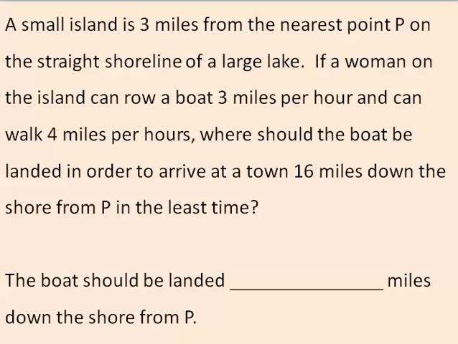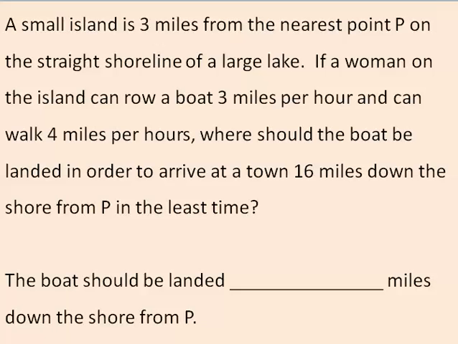4.4.15. A small island is 3 miles from the nearest point P on the straight shoreline of a large lake. If a woman on the island can row a boat 3 miles per hour and walk 4 miles per hour, where should the boat be landed in order to arrive at a town 16 miles down the shore from P in the least amount of time?